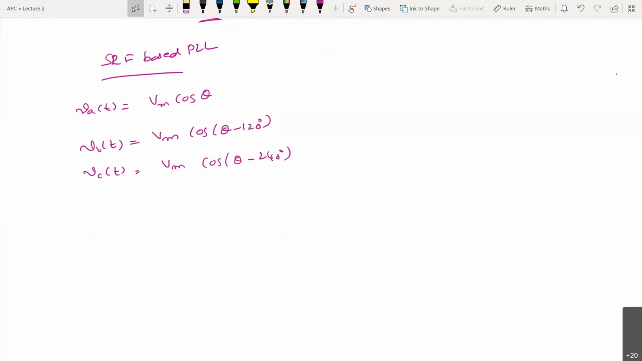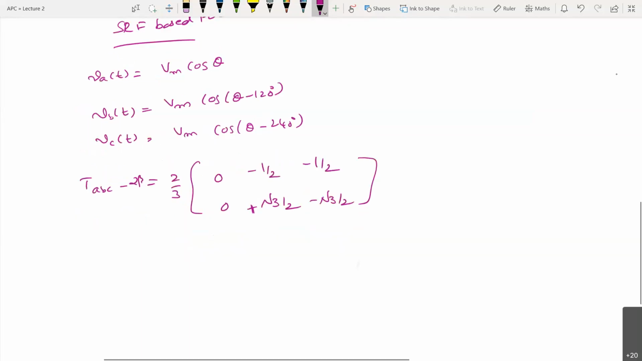If you want to convert this into the DQ reference, first we need to convert these three-phase quantities into the alpha beta frame, ABC to alpha beta. For that, what is the transformation matrix? It is 2 by 3 times the matrix with first row 1, minus 1 by 2, minus 1 by 2, and second row 0, root 3 by 2, minus root 3 by 2. Agree? Correct?